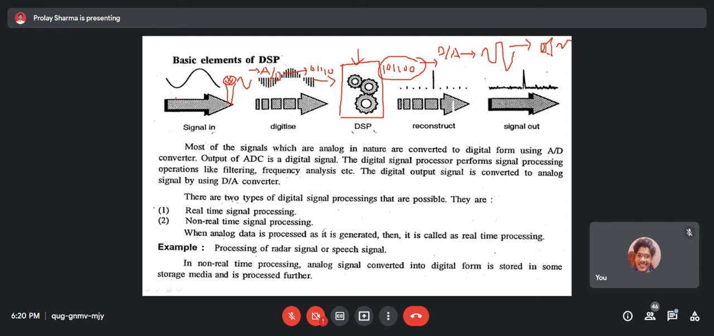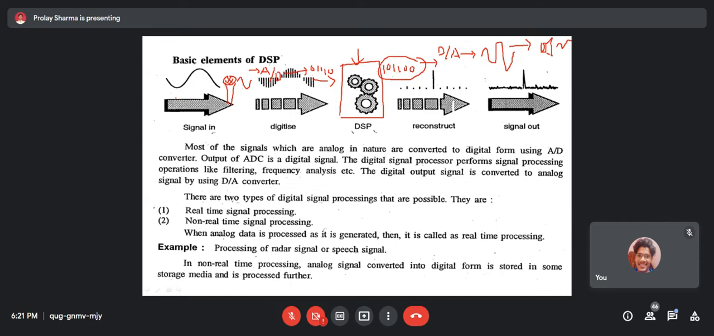In parallel, there is another branch of engineering called analog signal processing. That is a different subject, where the analog signal is directly processed. But in this branch of engineering, we are doing the processing of digital signals. Digital signal processing is again characterized in two ways: one is real-time signal processing, another is non-real-time signal processing.